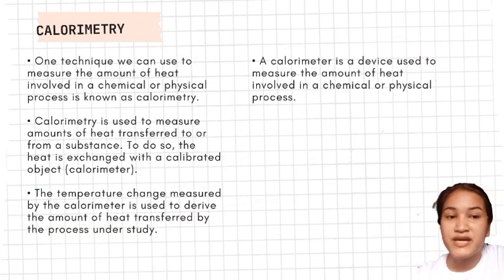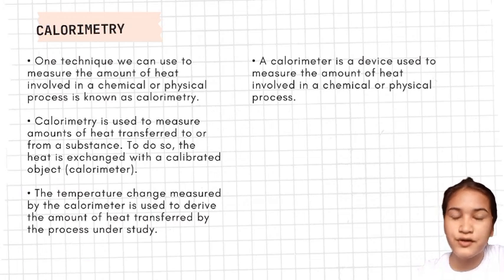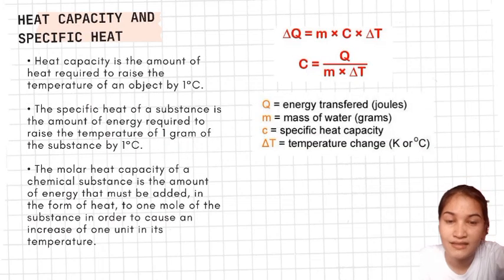Calorimetry is used to measure amounts of heat transferred to or from a substance. A calorimeter is a device used in calorimetry. Let's differentiate heat capacity, specific heat, and the molar heat capacity. Heat capacity is equal to heat divided by the change in temperature. The unit for heat capacity is joules per degree Celsius. It is a property that depends on the amount of material.